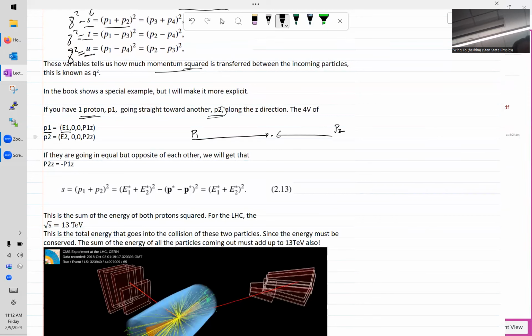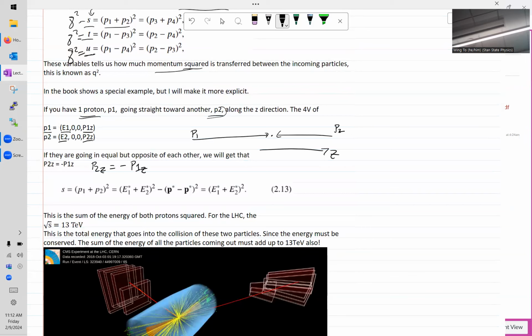P1 is the energy of the first proton, and let's say this is the Z-axis, so all the momentum is in the Z direction. And then the energy of proton number 2 is going to be E2, and then just momentum 2. If they're going in exact opposite directions, and let's say they have the same momentum but equal and opposite, that means P2 in the Z direction is going to be equal and opposite to P1 in the Z direction.